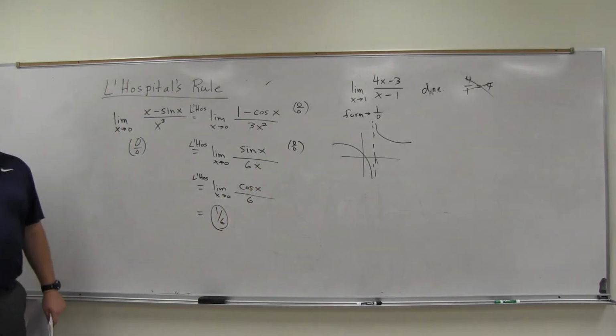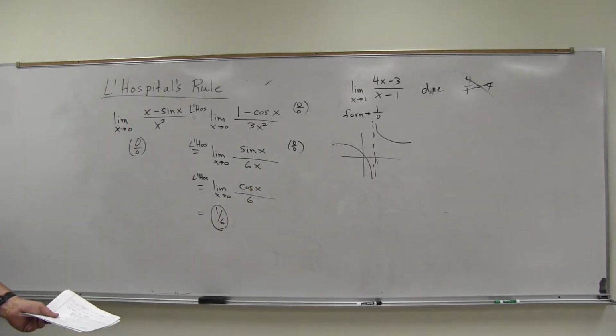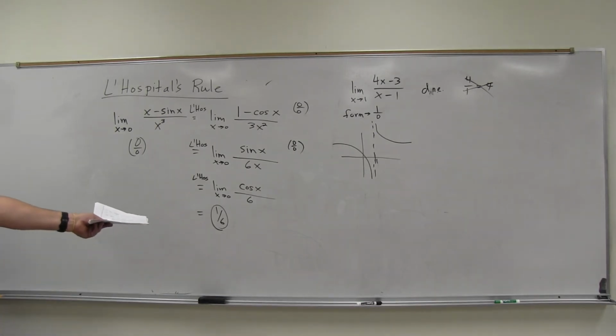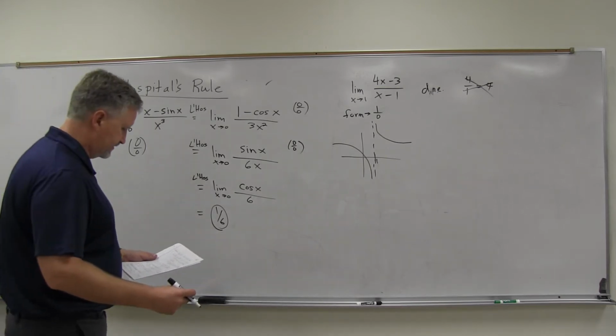All right. So that's what we're saying. 0 over 0 is indeterminate, because 0 over 0 here is 1/6. You just can't tell what 0 over 0 is going to be. Could be 0, could be something else.